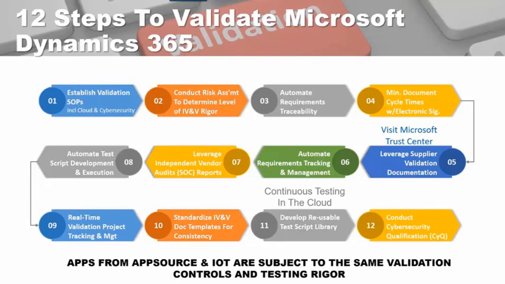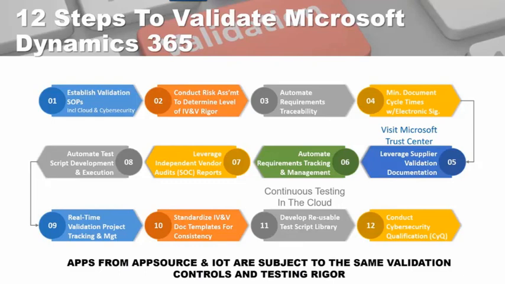Automate the test script development and execution using CloudMaster 365, and real-time project management and tracking using CloudMaster 365's dashboard, which tells you how many test scripts you have, how many passed, how many failed, how many incidents you have in your requirements coverage, and other relevant information. You want to standardize your validation document templates for consistency, develop a reusable test script library, and adopt a continuous testing strategy when you're working in the cloud, and then finally conduct your cybersecurity audits.